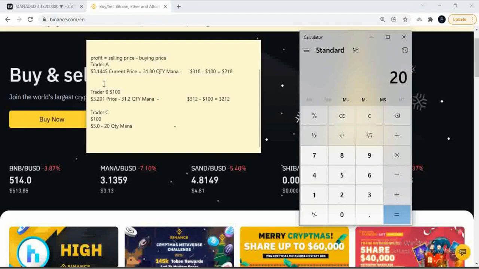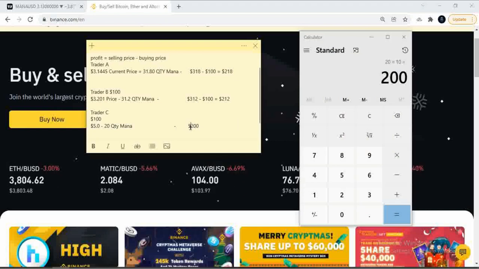The previous two, A and B, bought at a lower price. This one bought at a higher price. So he's able to make 20, which is the quantity, times the current price, and he's able to make $200. Let's subtract that from his initial investment of $100, so he makes $100.